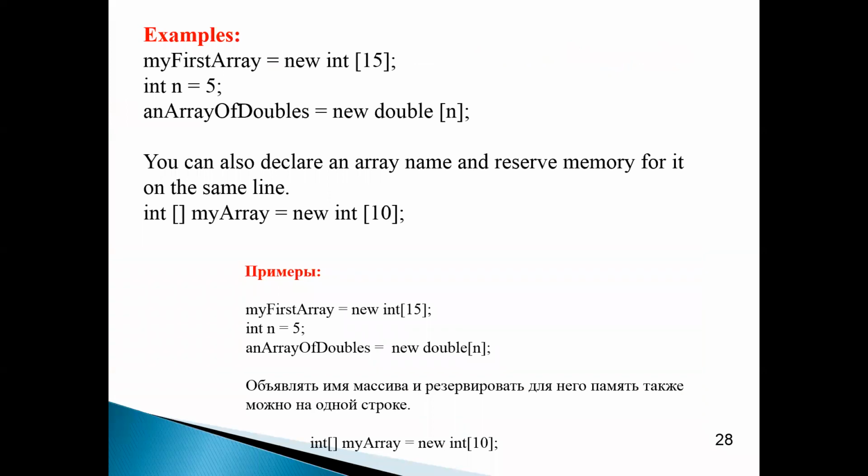For example, my first array equals new int 15 in square brackets. Int n equals 5. An array of double equals new double and n in square brackets. You can also declare an array name and reserve memory for it on the same line.